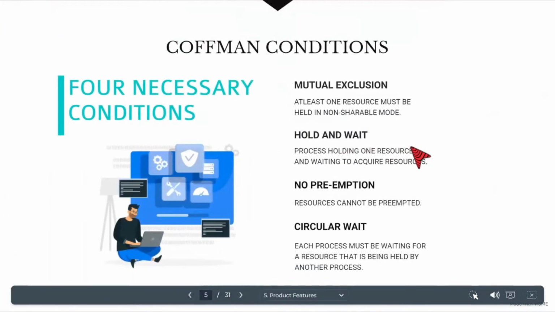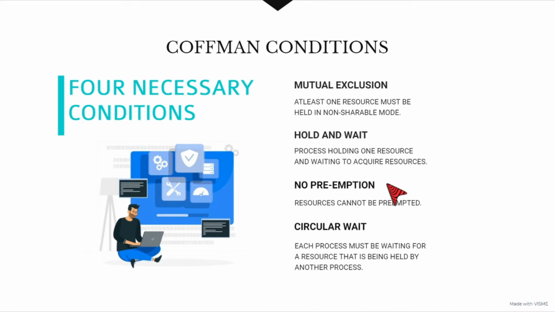That's what hold and wait. No preemption. Okay, first of all, what is preemption? Preemption is taking things forcefully from another person. Like if you take two persons, and one person is having a pen, and the other person is taking the pen forcefully from this person. This is called preemption. So then, what is no preemption?